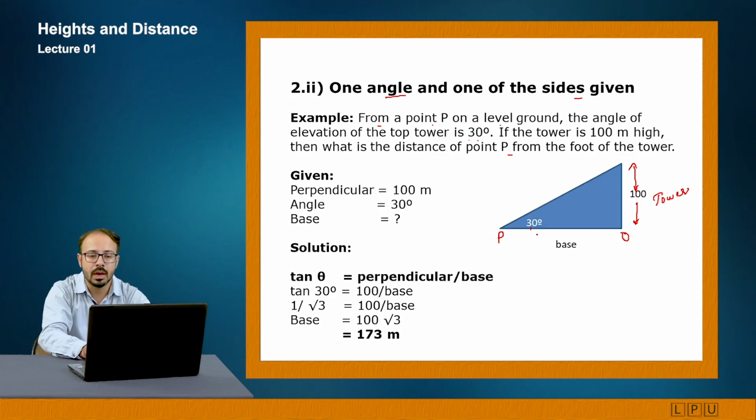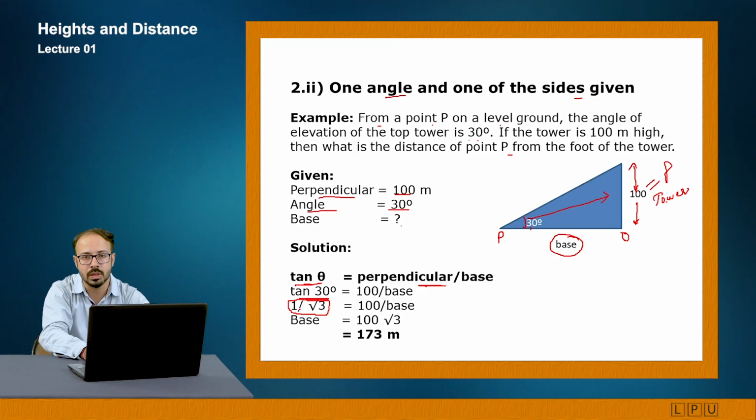So from this, again, what do I need to find? I need to find this base value. Why have I assumed it as the base value? Because the side opposite to theta is the perpendicular. So the perpendicular value is 100, the angle is theta, and I need to find the value of the base. Again, tan theta helps me: perpendicular upon base. Tan 30 degrees is 1 by root 3.